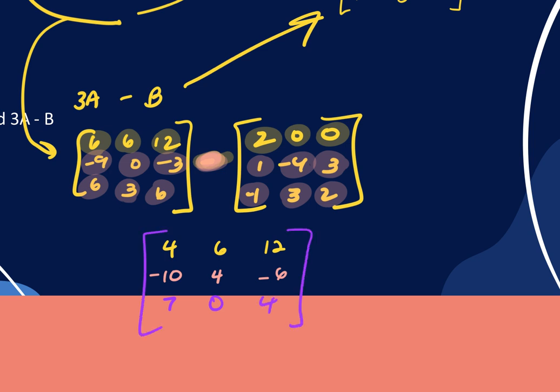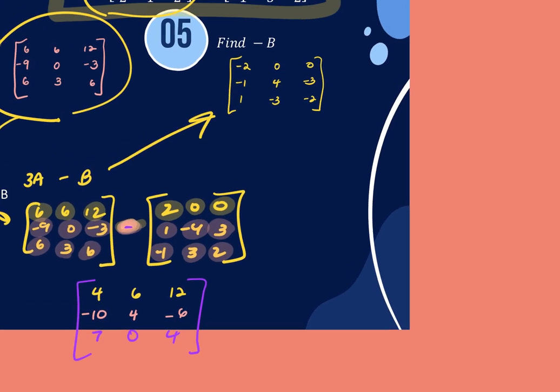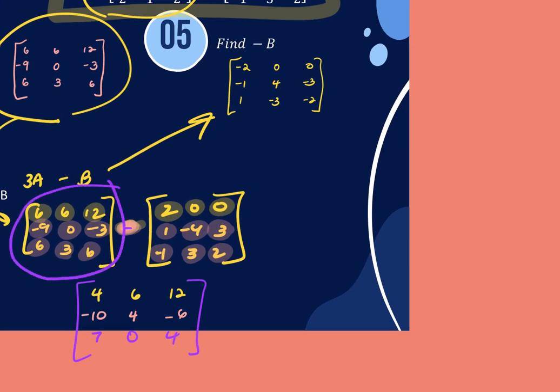God bless you. If you know that a minus negative scenario is going to throw you off, then I would distribute the negative in and add. So I could have taken that 3A and added it to the negative B. So 6 plus -2 is 4. 6 plus 0 is 6. 12 plus 0 is 12. You could have done it that way. So just be careful. I would say the minus negatives are what get people. Still easy stuff. Yes?